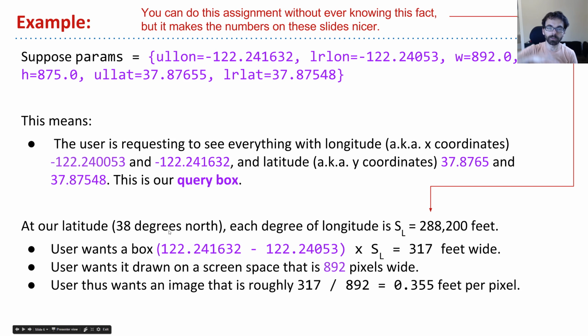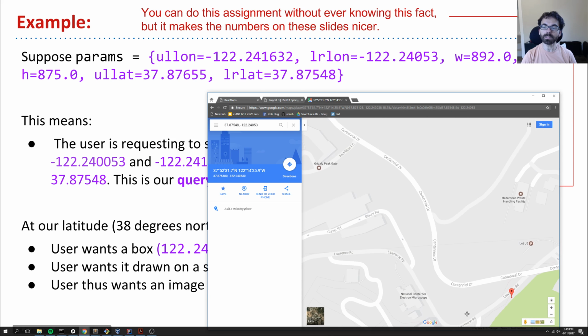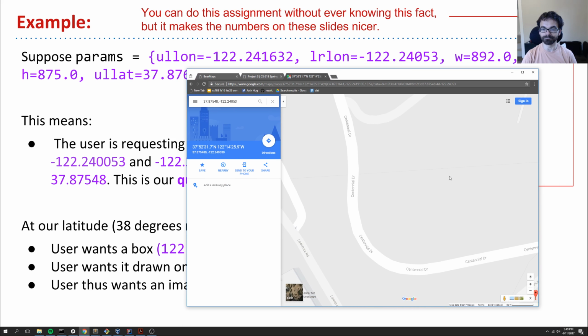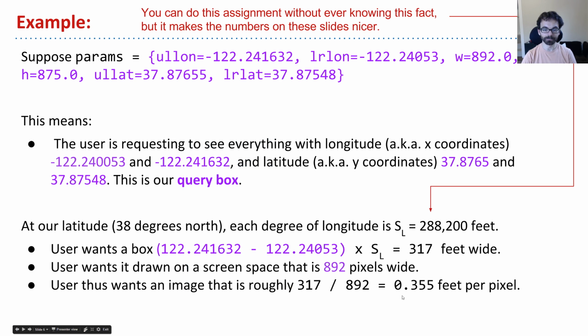It varies with latitude because as you go north, the Earth is smaller, right? In the sense that if you're at the 88th parallel, there's really not that much Earth at that latitude. So at our latitude, it's 288,200 feet. So when the user says they want a box that goes between this upper left and this lower right, that's going to be 317 feet, which I get by subtracting these two numbers in degrees of longitude and multiplying by this scaling factor. So in other words, if we go back to our little Google Maps example, it wants a box that's zoomed in so that each pixel is around 300 feet, which I happen to know from having done this video a couple times is going to be roughly this area of the world. That's what we're going to try and do.